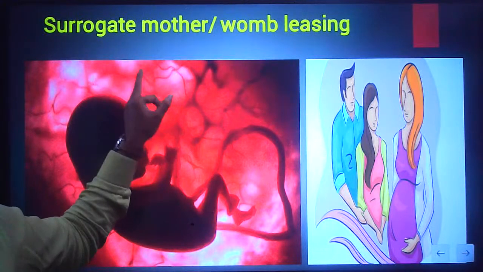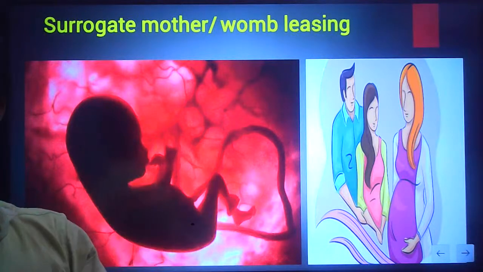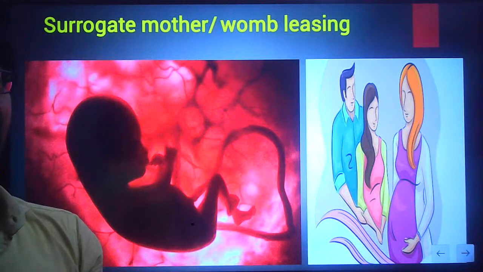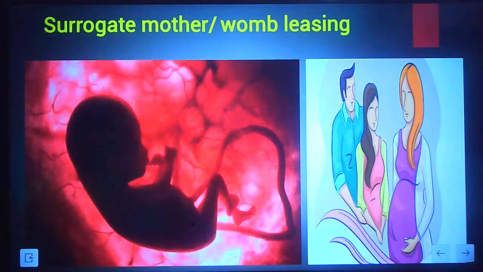But the condition is definitely that the woman must be having some problem, while the normal male is fertile, but the woman is infertile. So the child will be having the characters, the genes of the father and not of the mother, if you go with the technique called the surrogate mother.